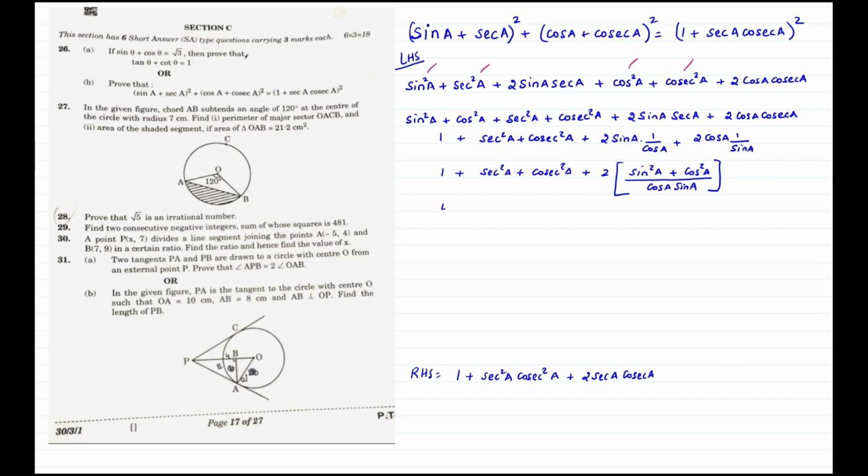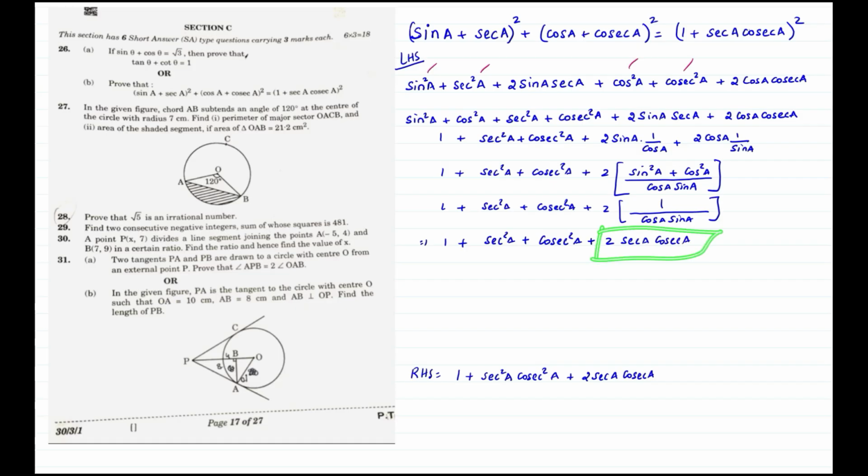So the next step will be 1 + sec² A + cosec² A + 2 into 1 by cos A sin A. If cos A goes up, it will be sec A, sin A goes up, it will be cosec A. So then this one will be 2 into sec A cosec A. Now if you see, this has actually come to this. Now the only thing we need to convert is this.